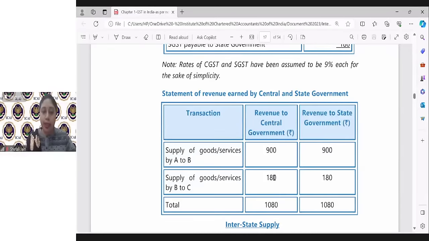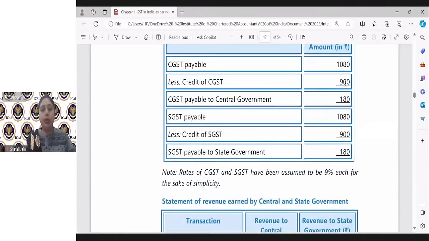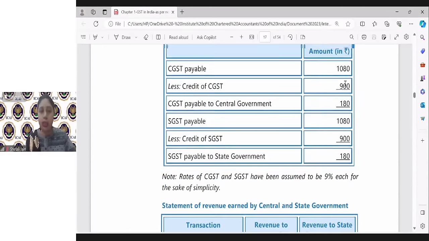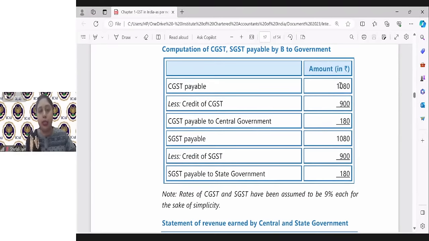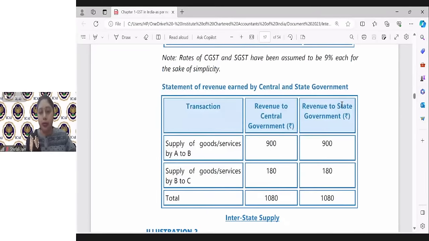So, finally, the net amount government ke paas gaya, wo sirf 180 gaya. Kyunki for this 900, the credit of CGST itself has been used. Central government ke paise ko central government ke liye hi use kiya gaya. See, 1080 rupees mein jo center ke liye dene the, usme se 900 center ke account mein se lekar hi center ko diye gaye hain. Isliye there will be no exchange. Only 180 rupees will be additionally paid. 900 pichli baar de diye the, 180 abhi de diye, 1080 rupees center ke paas aa gaye.